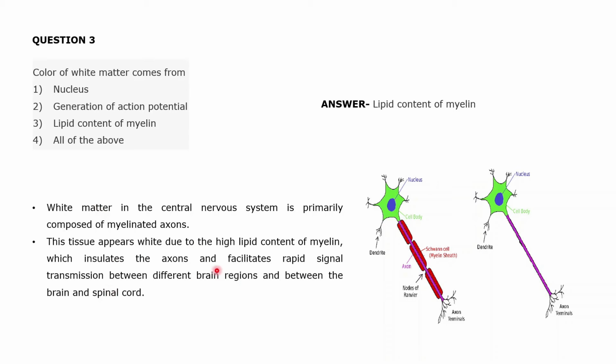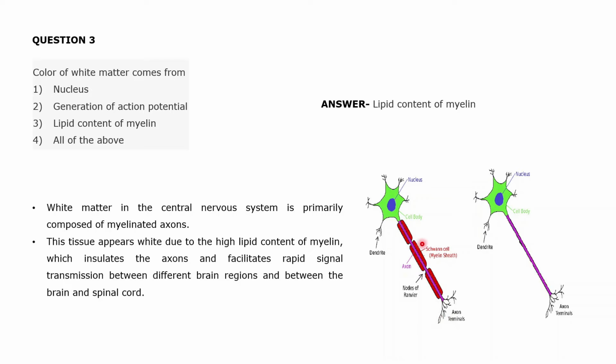And it insulates the axons and facilitates rapid signal transmission between different brain regions and between the brain and spinal cord. So you can see that the signals are coming out from the dendrite, then it enters the cell body, then it is transported across this region linearly to the other nerve endings, where it transfers from synapse to the next neuronal cell.